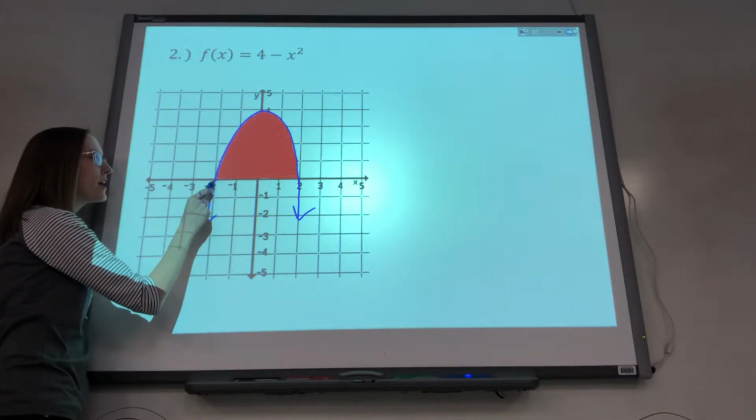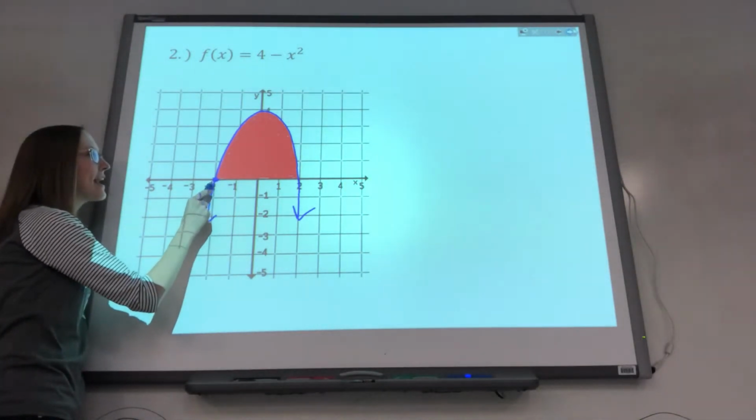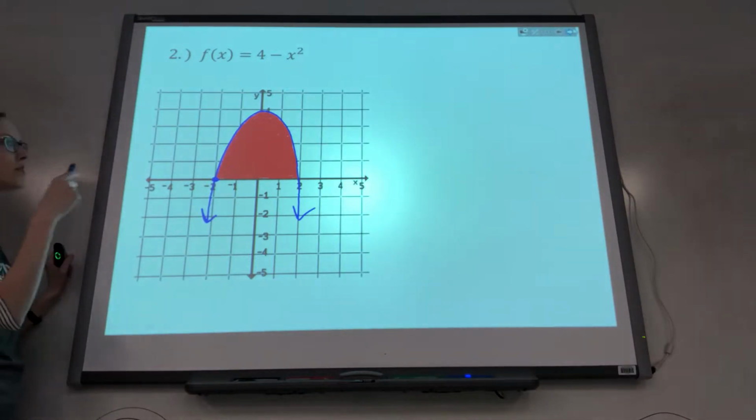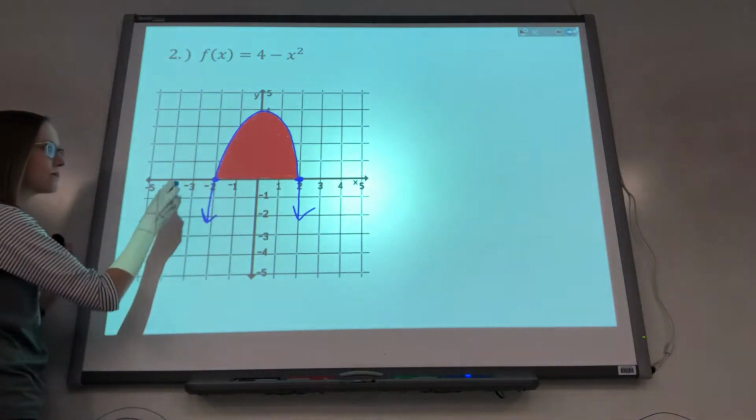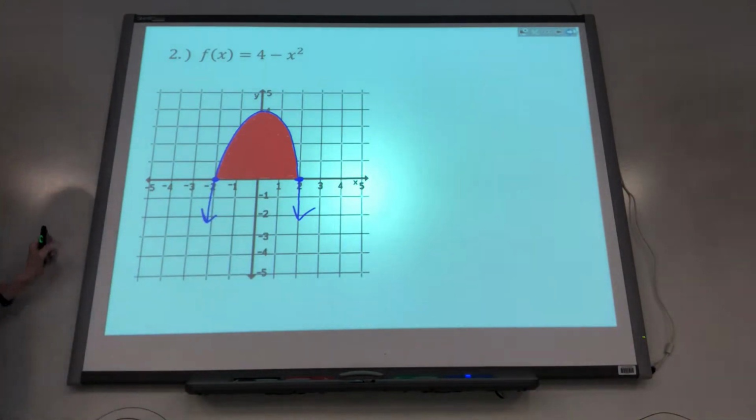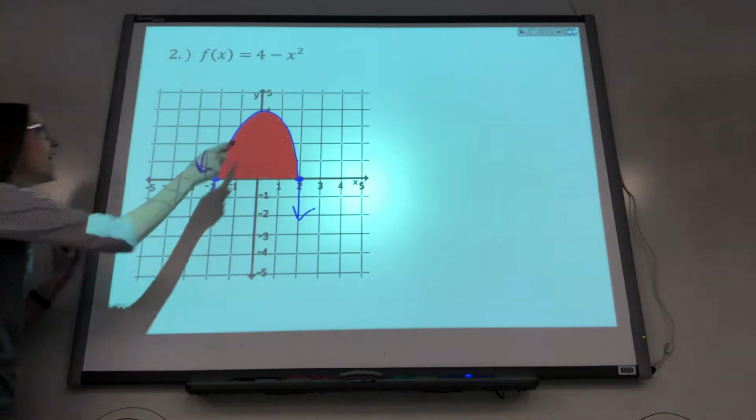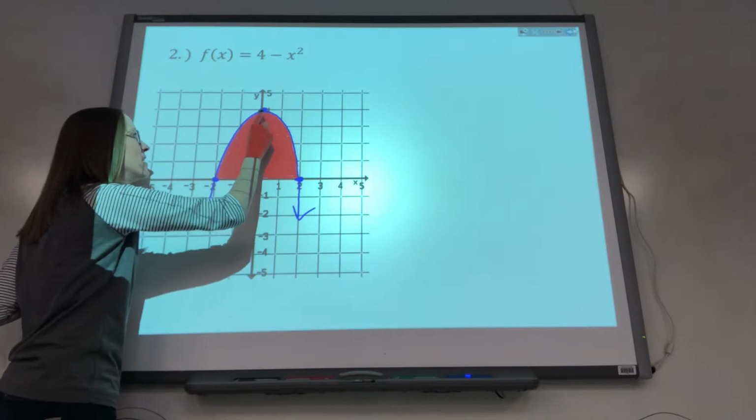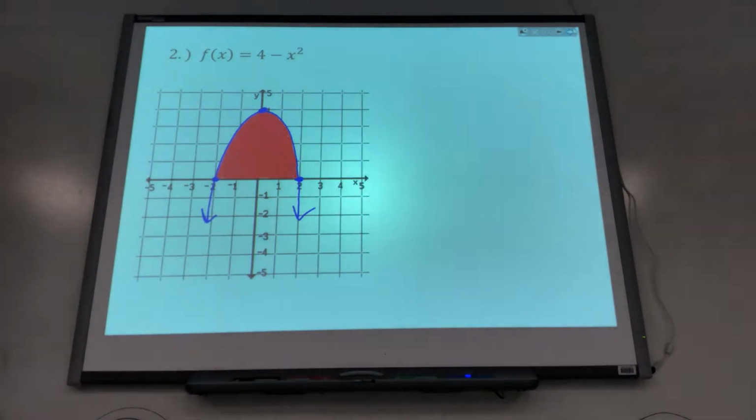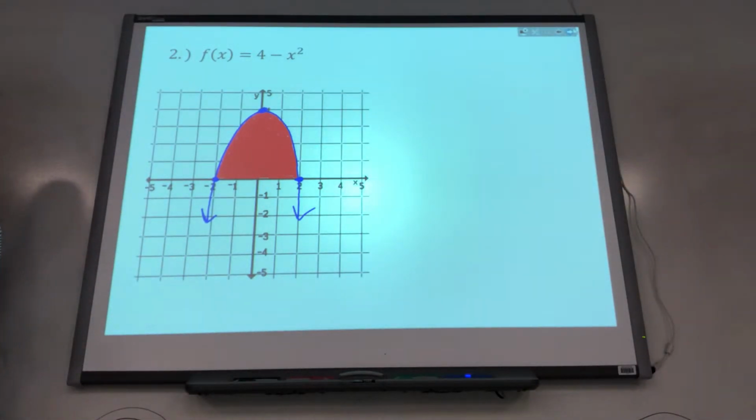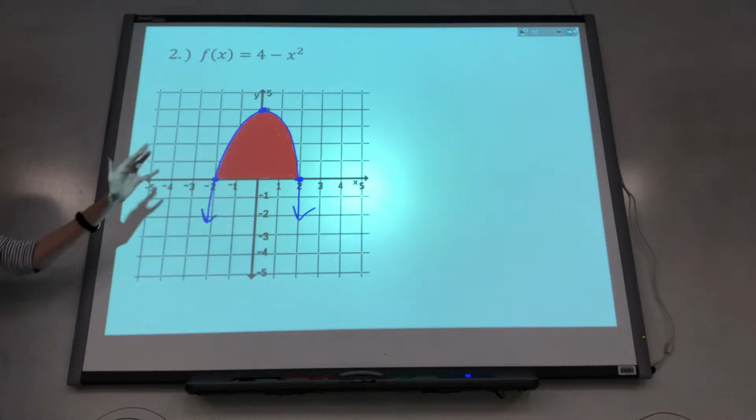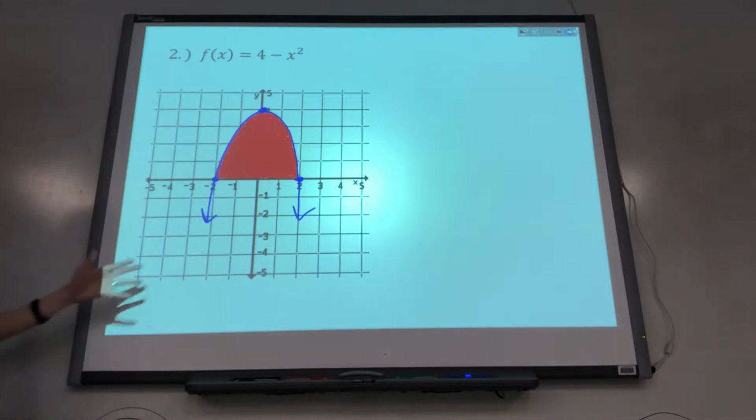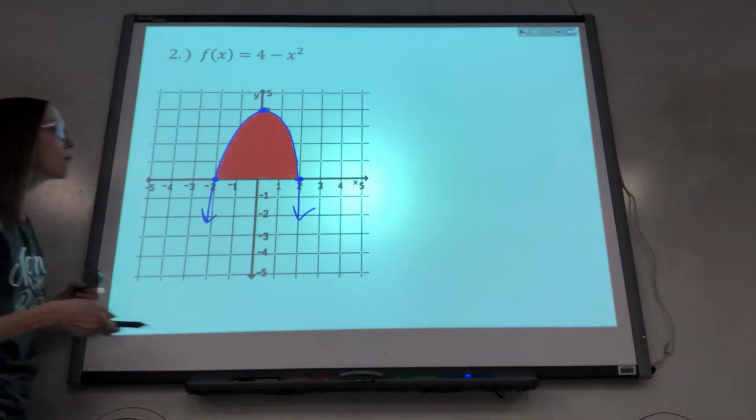I would put a point over here at -2, 0. Another point over here at +2, 0. A point at the top here where y is 4, and then you can just kind of fill in the parabola shape after that. If you get those 3 points done, then the rest of it is just an upside down parabola.